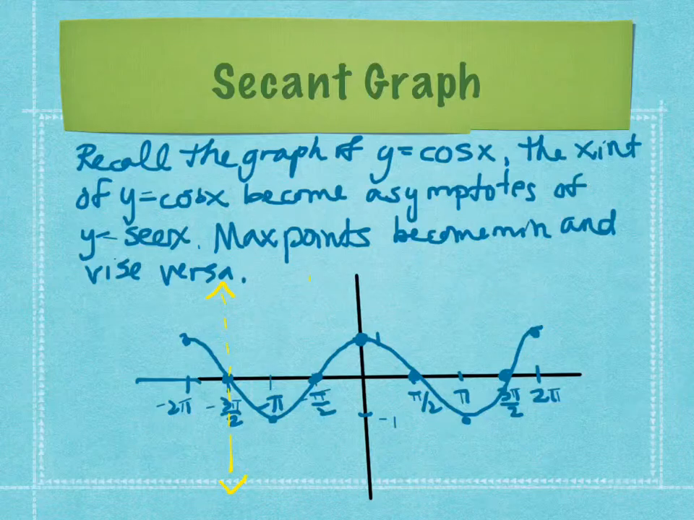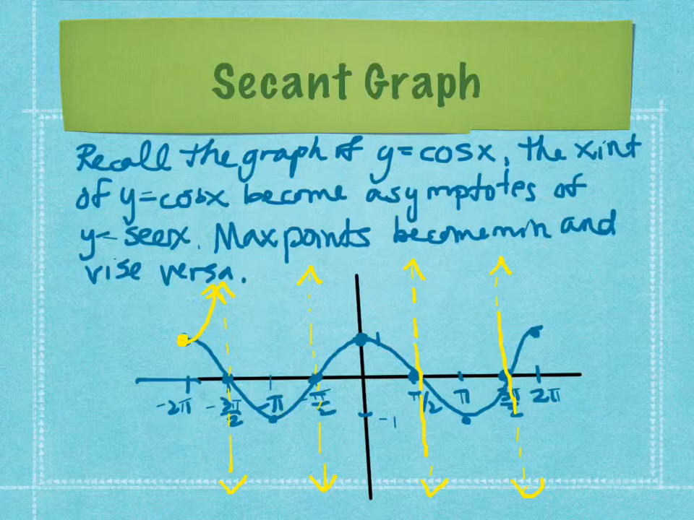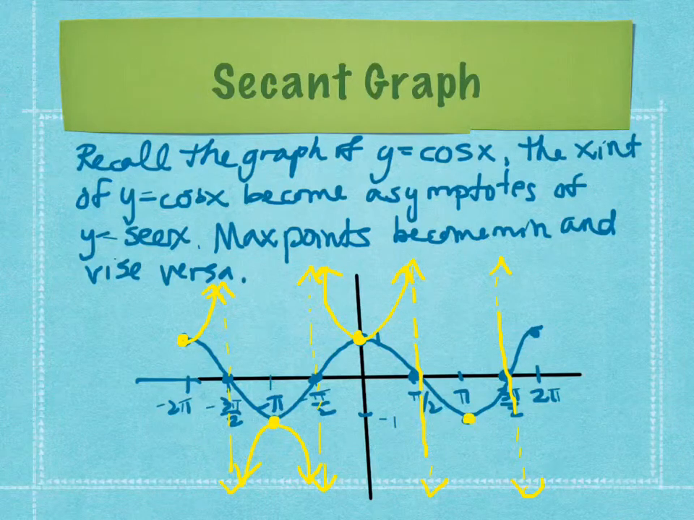So that's what we're doing. And I'm drafting them in yellow. This is my alternate color that I need. So everything in yellow is going to be my graph of secant. And then each of my maximums become minimums, and my minimums become maximums. And I draw sort of these U-shaped branches that are in fact the graph of secant.